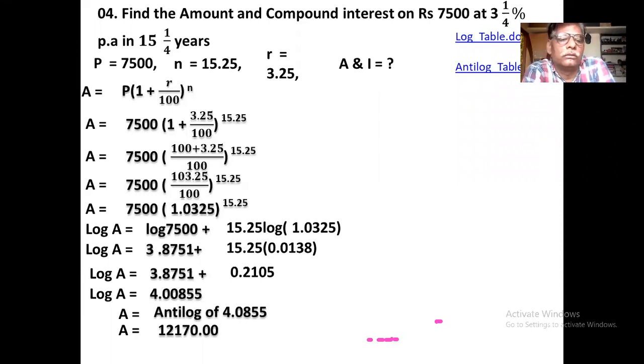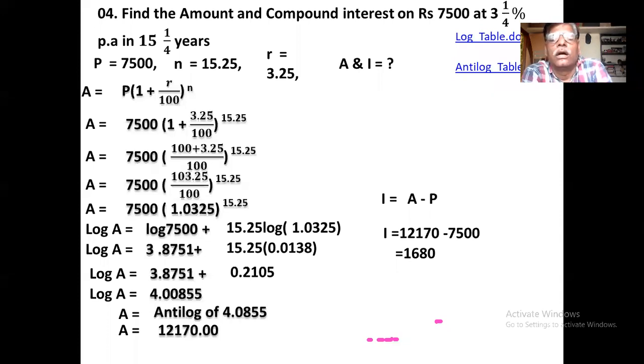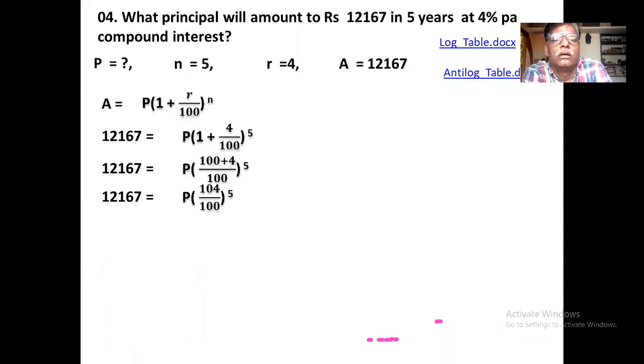Your own solution. You calculate this and ascertain the answer. Answer, I think it is 1,680 is the interest. Amount is 12,170. Amount 12,170 should come. Interest 1,680 should come. You solve this problem in your home and tell me tomorrow or in the next class. Okay.